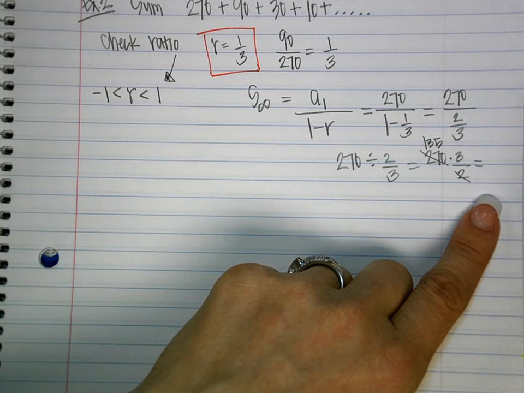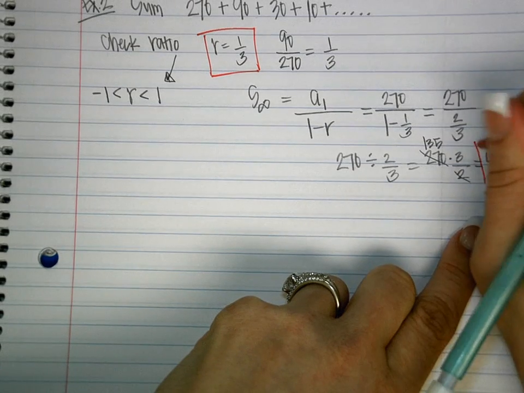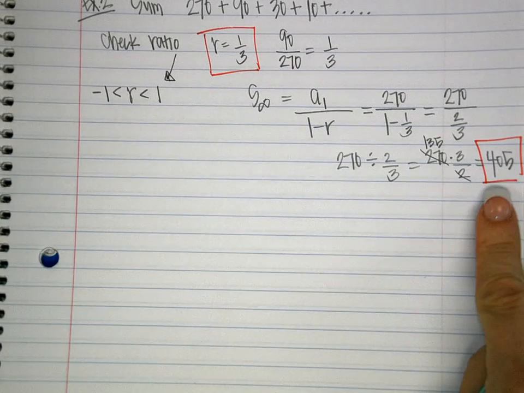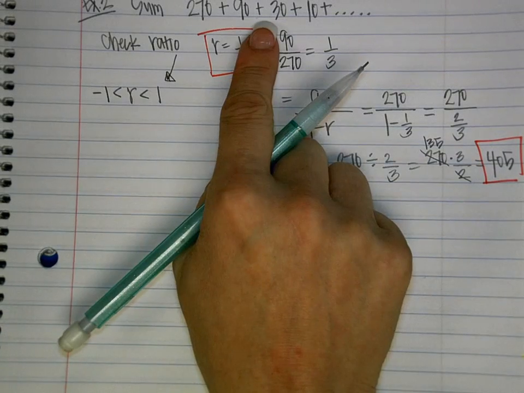405. That is your answer. Now, will it ever actually get to 405? No, but it's going to get 404.99999 and keep going. So we round to say 405. So the limit of this series is 405.